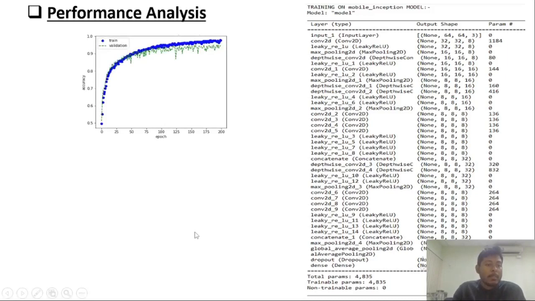And in terms of the accuracy curve, we can see that the green line is the validation, and the blue line is the training. While training the neural network, we are also employing fivefold cross validation. At the time of fivefold cross validation, we have got the highest accuracy of around 96%.